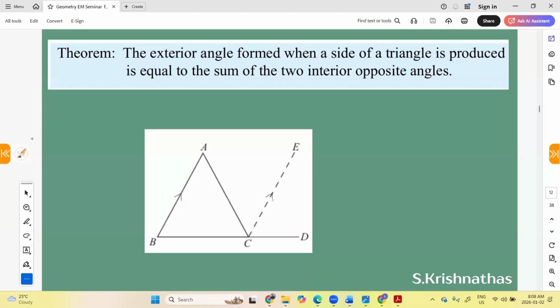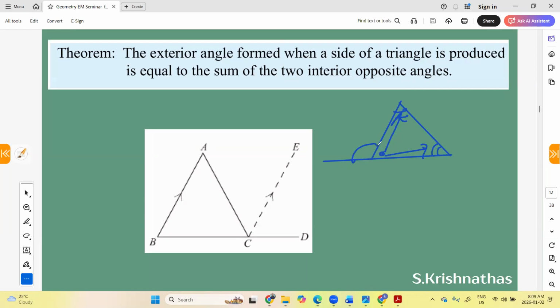Students, this is a triangle. If you produce a side of a triangle, an exterior angle is formed. This exterior angle is equal to the sum of the interior opposite angles.